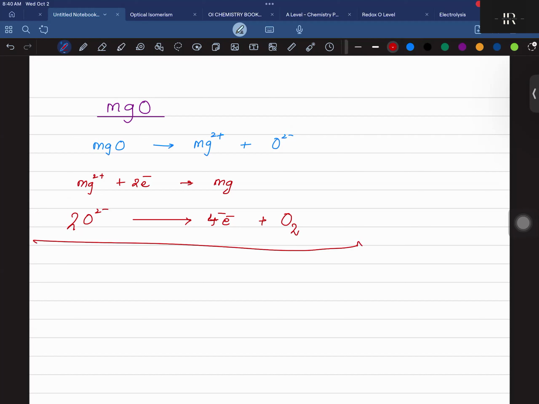So I told you that to add equations, electrons must be the same. In the first equation, I have 2 electrons. In the second equation, I have 4 electrons. I need to multiply the first equation by 2. Let me just multiply this by 2. This would be 2, this would be 2, and this would be 4. Now they would be canceling each other. As a result, I would be writing just like that.